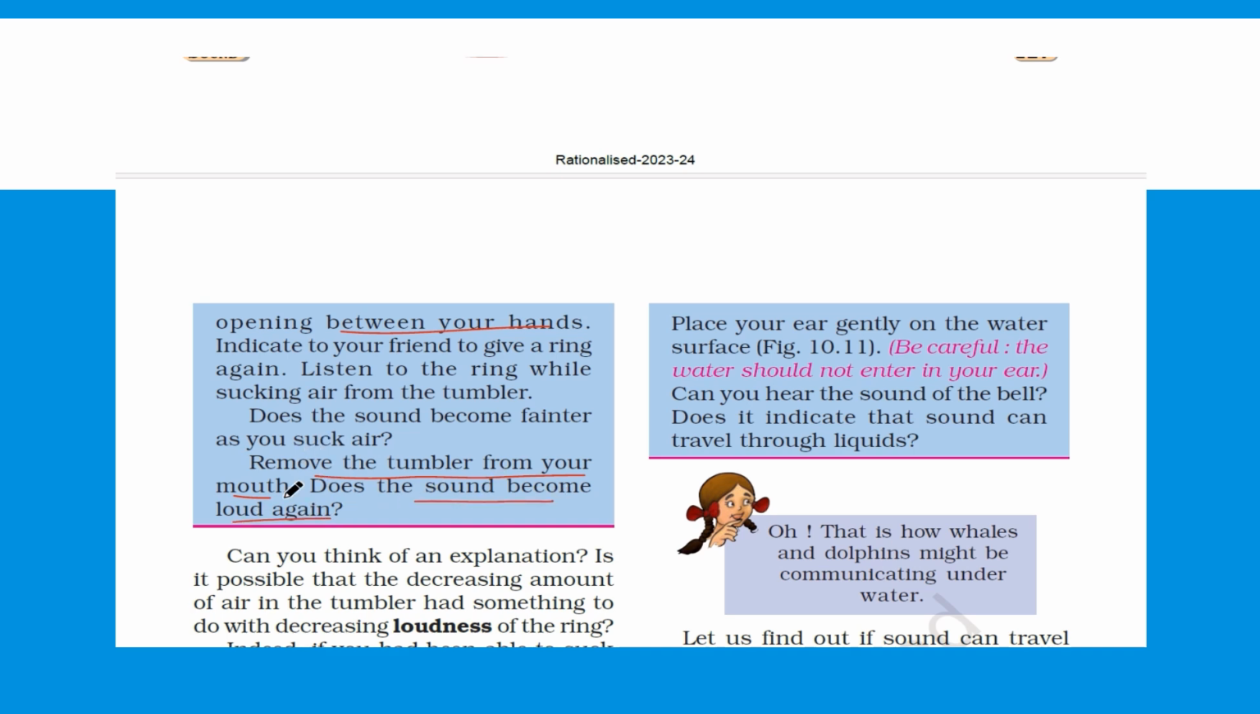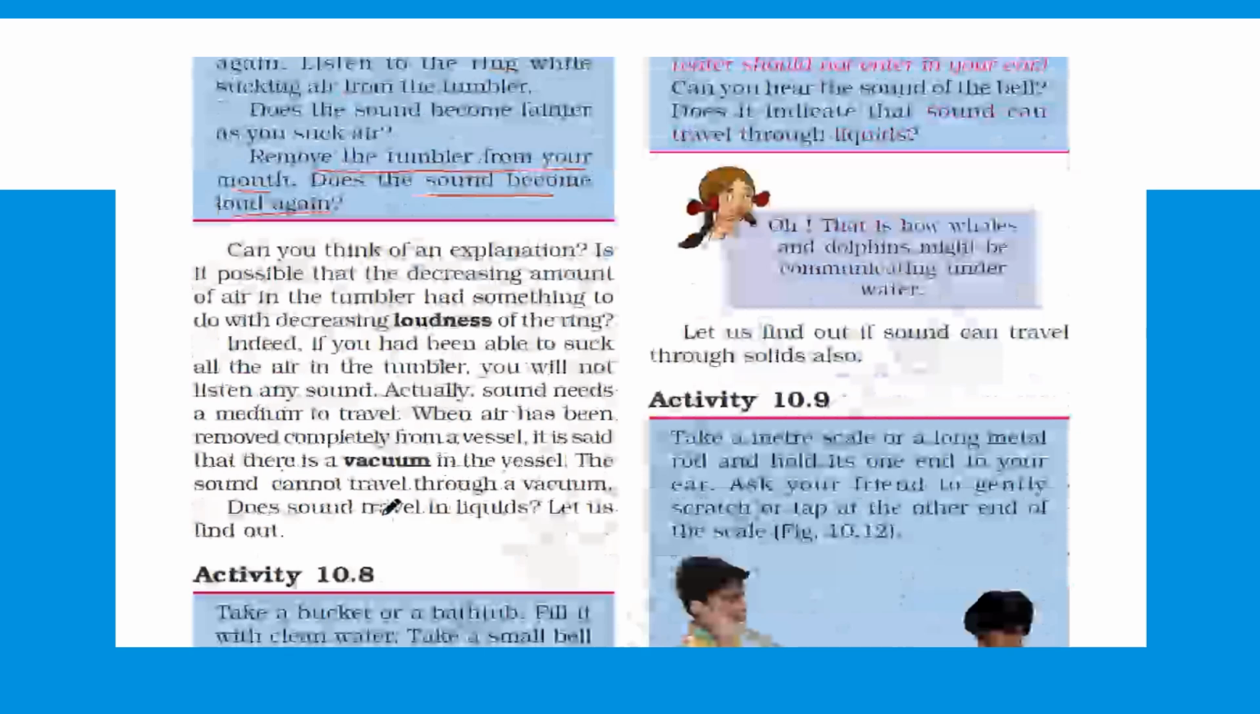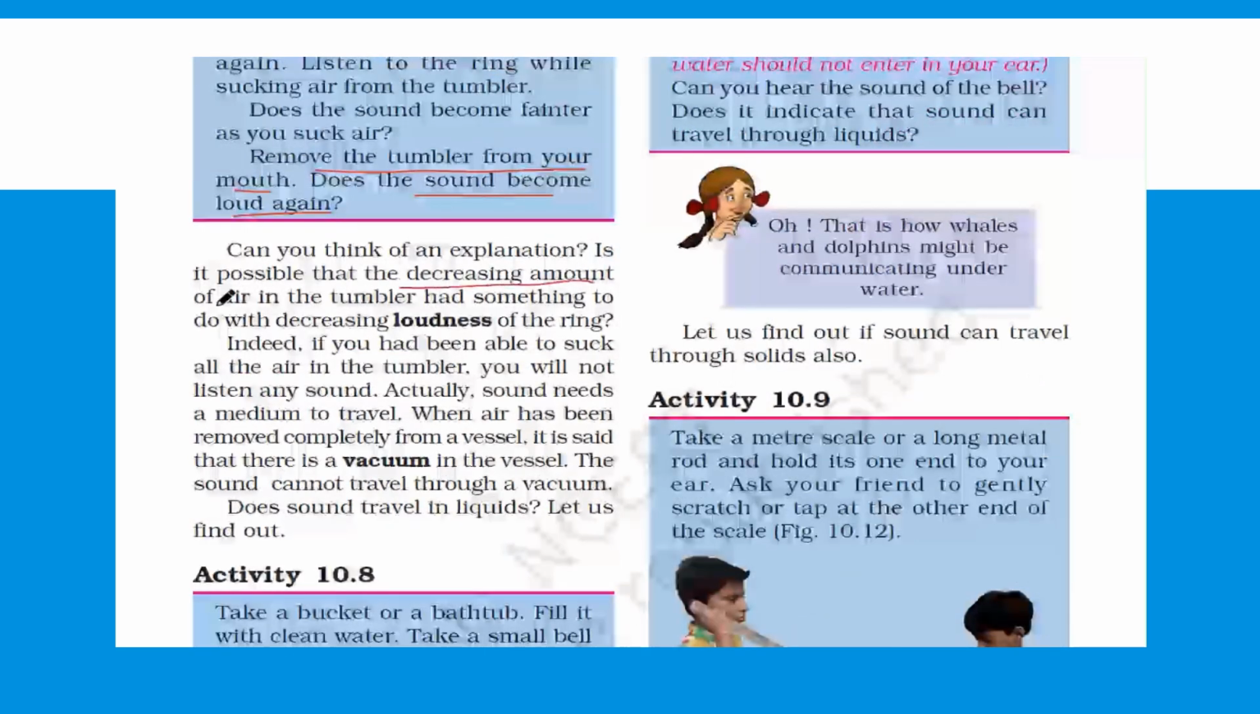So can you think of a possible explanation? Is it possible that the decreasing amount of air in the tumbler has something to do with the loudness? Yes, obviously. When you are sucking the air out of the tumbler, what will happen? It will decrease the air in it. So air is the medium of transport of sound. So that is why the loudness of the ring is decreasing.